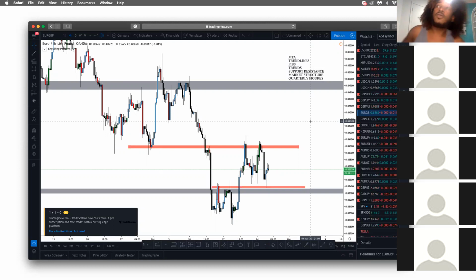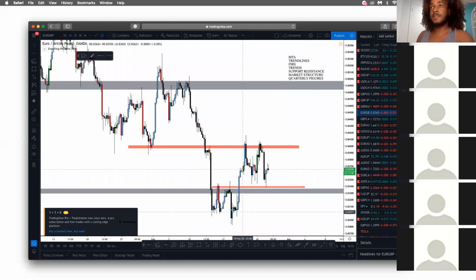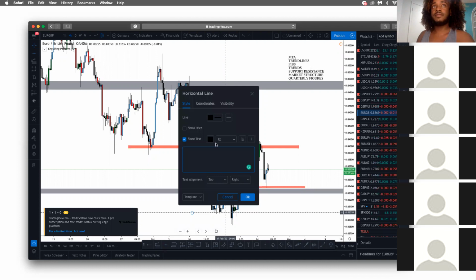So we're gonna start our quarterly levels. We could see this pair is in the 80s cents. So we're gonna mark the first level at 83 cents, right? 83. You could either click show price, it's gonna show the price, or you could take off the price and leave it as show text. It'll just be a text on the side.